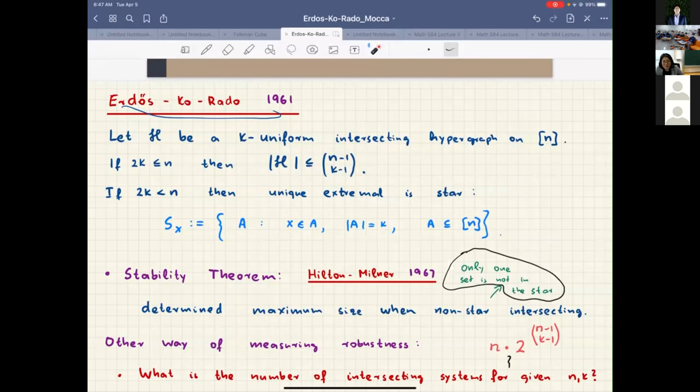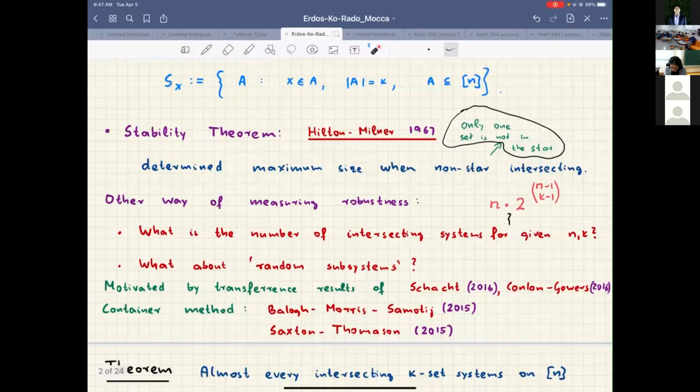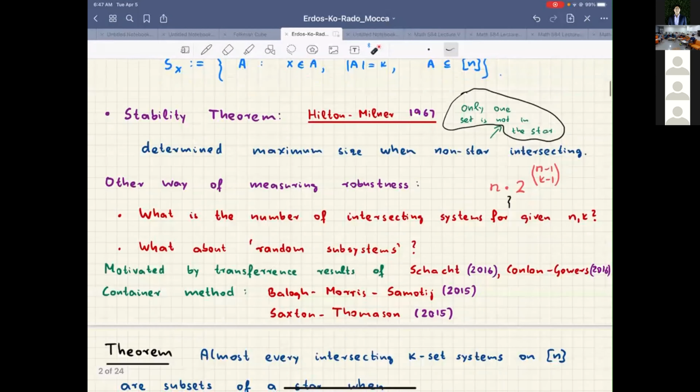So this theorem sparked lots of interest, and is one of the central pieces of extremal set theory. There are many variations studied. For example, stability theorems. One famous stability theorem is the so-called Hilton-Milner theorem, which determines the maximum size of an intersecting system which is not a star. I don't state the result because I don't have time to do everything in this lecture, but note that for this system, only one set is not in the star. So the perturbation is just with one set.